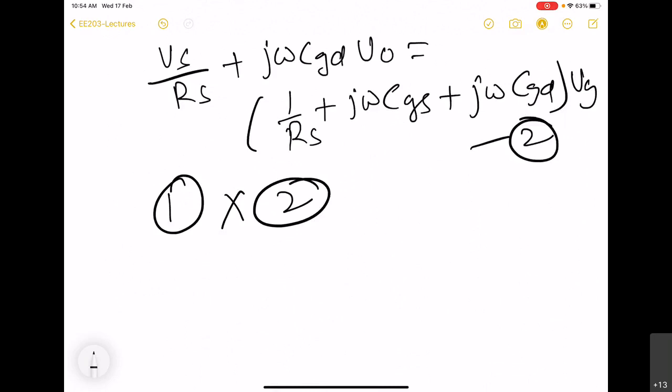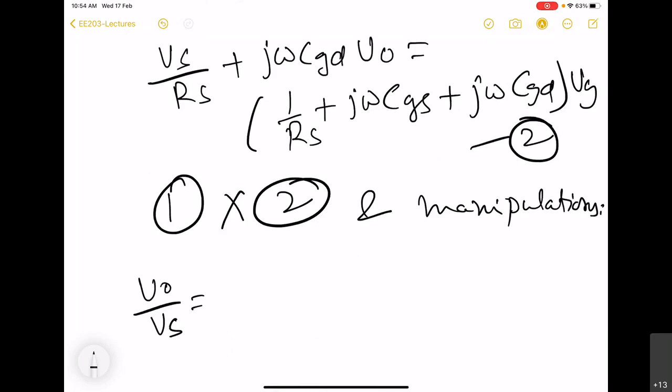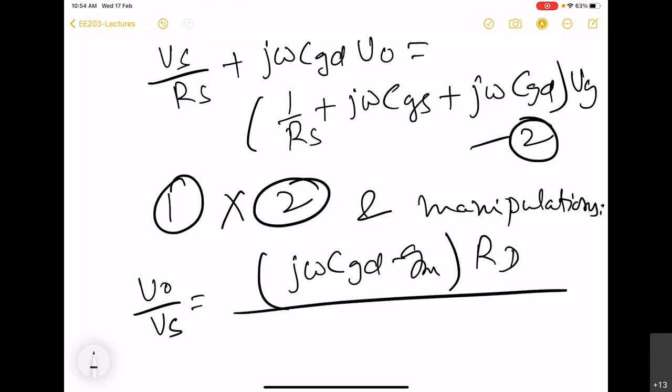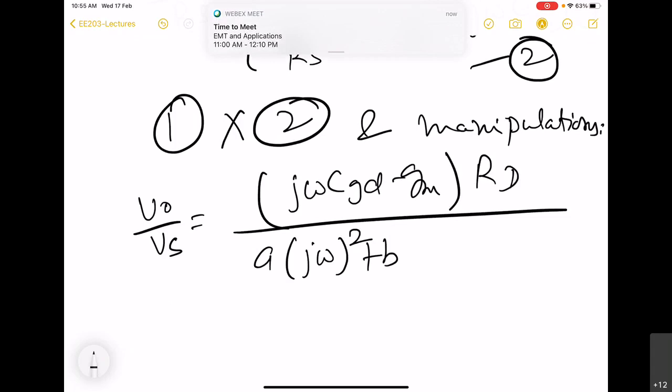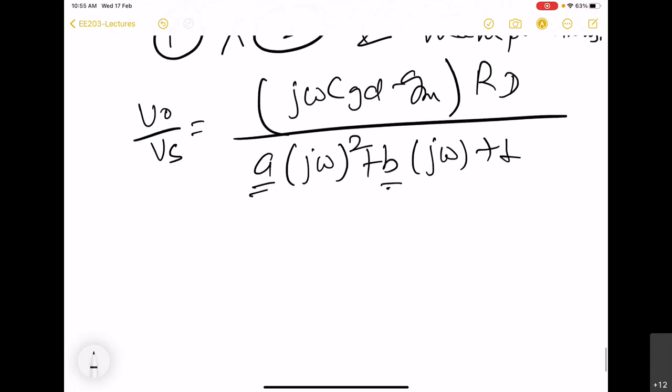And if you do this and a series of manipulations, what we will get is VO by VS is equal to (j omega Cgd minus gm rd) divided by a lengthy denominator, which will be a (j omega)^2 plus b (j omega) plus 1. So there are two coefficients, a and b, and these coefficients are going to be lengthy.